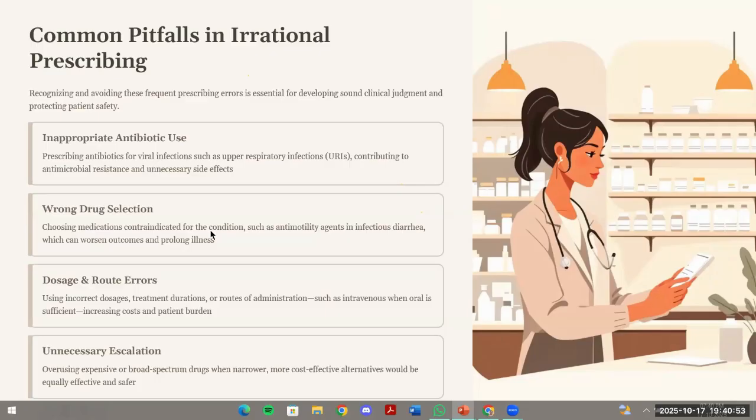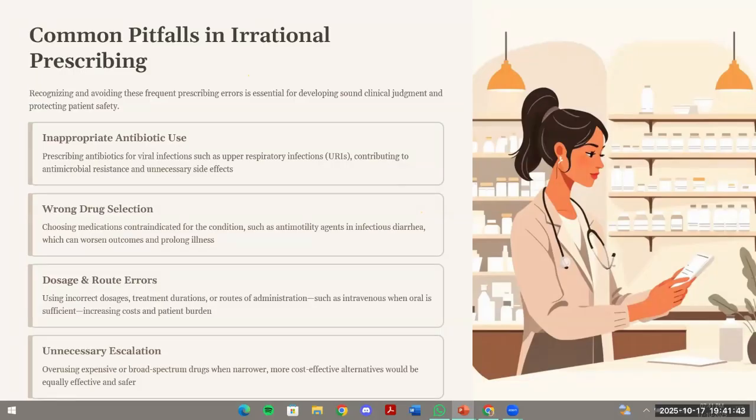It should be given with the right drug, the right dose, and the right route. Incorrect dosage, incorrect treatment duration, and the intravenous route also add cost, which will be a burden to the patient. Then there is unnecessary escalation to broad spectrum, where we have given broad spectrum initially instead of narrow spectrum. Excuse me. You narrow down. It is better to narrow down the drugs, and the coverage of the spectrum will lead to cost effectiveness. This unnecessary escalation can also be a pitfall of irrational prescribing.